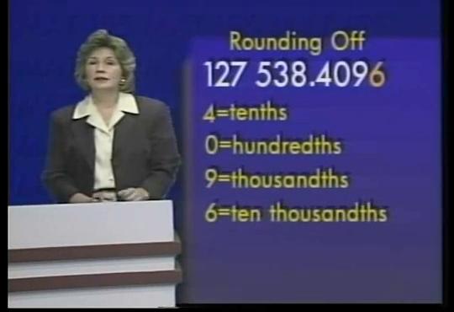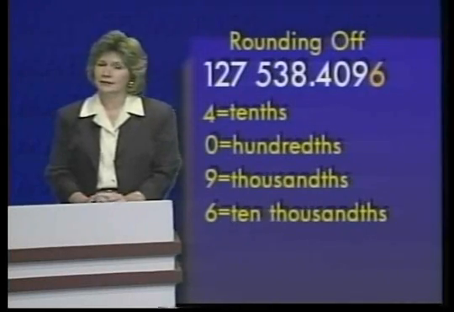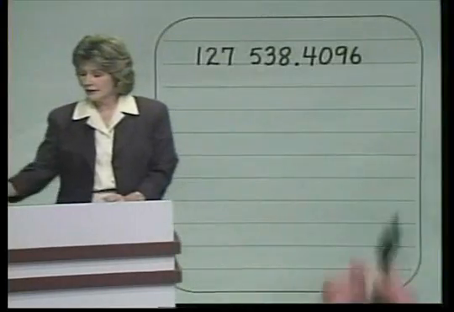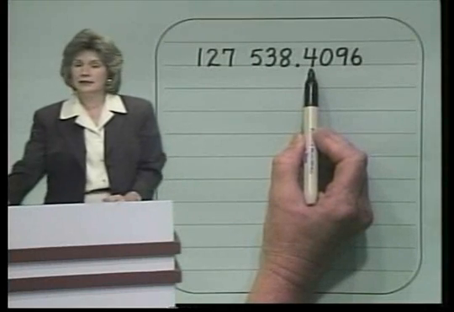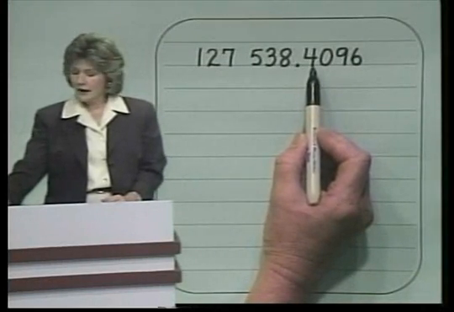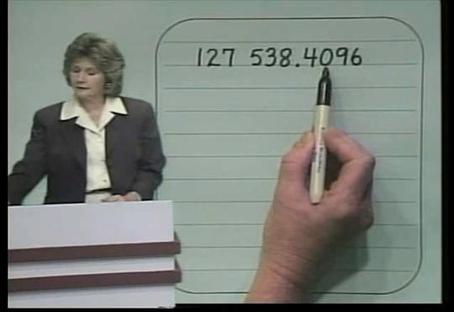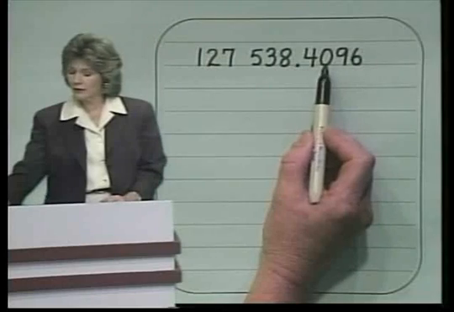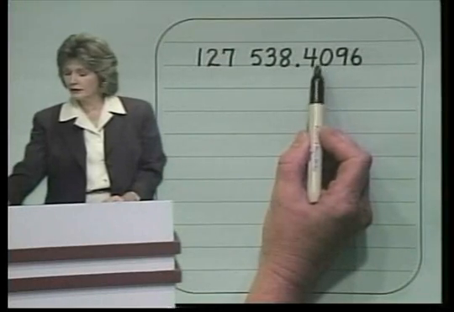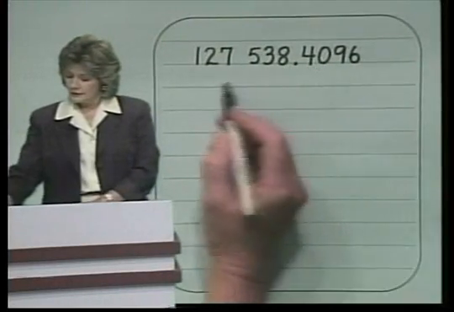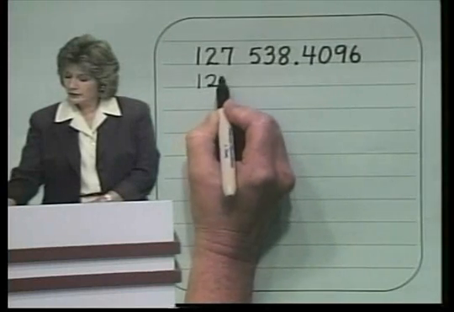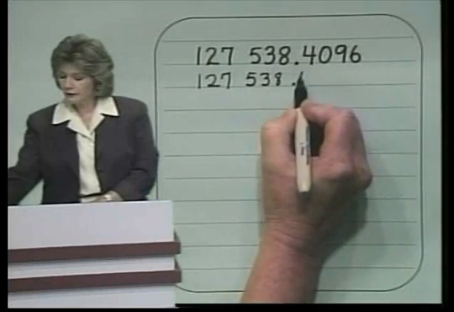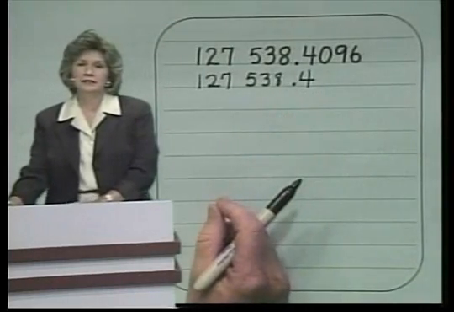Suppose your instructions said round to the nearest tenth. The first thing we would need to do would be to locate the tenths place. And I see that the tenths place contains the digit 4. Now I'm going to look to the right of the 4. If the digit is 5 or greater, I would round up, but 0 is not 5 or greater, so I do not round up. The number is 127,538.4. That's rounded to the nearest tenth.